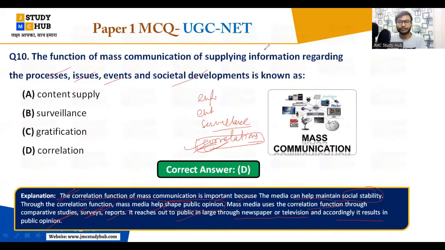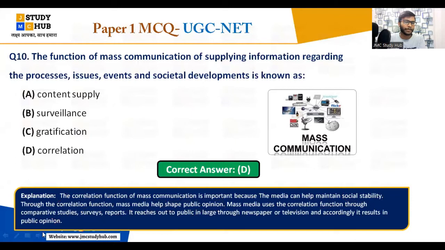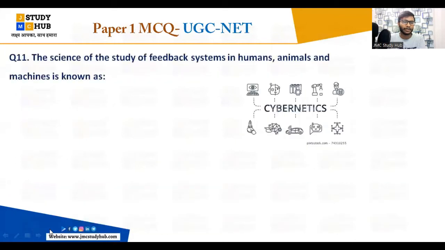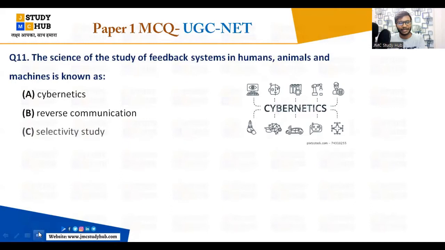Chaliye, next question, question number 11. The science of the study of the feedback system in humans, animals, and machines is known as what? Here it is asking for the terminology, right? The science of the study of the feedback system in humans, animals, and machines, what is it called? Yes, the options are cybernetics, reverse communication, selectivity study, and response analysis, right?